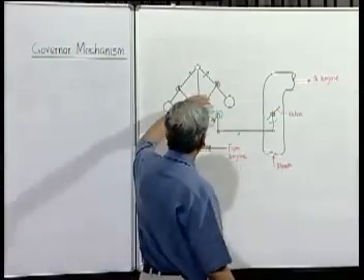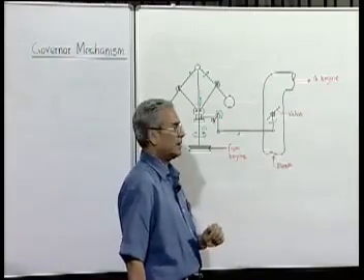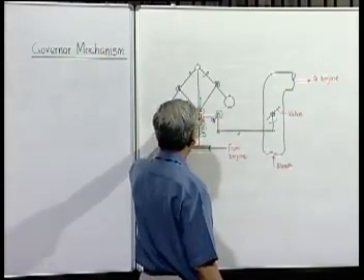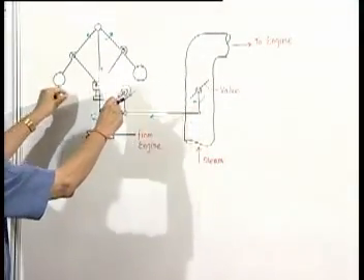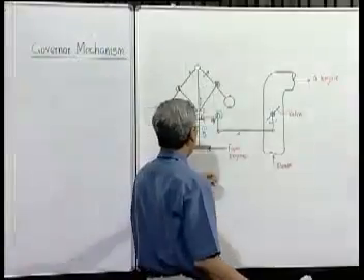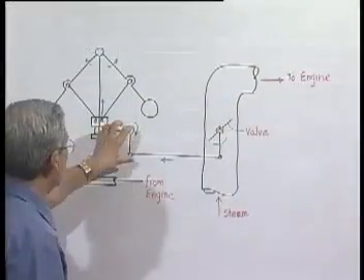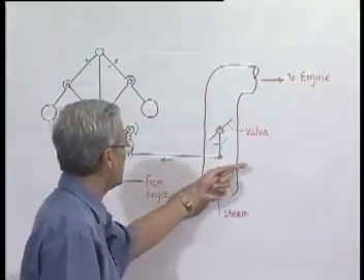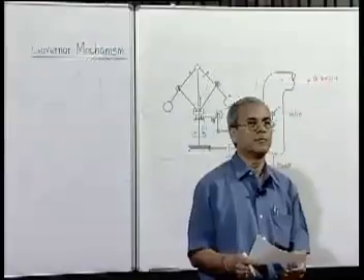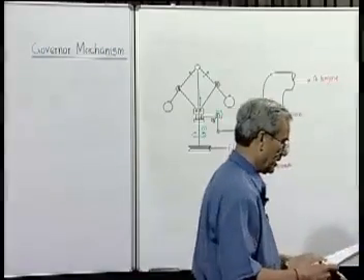Suppose the speed is below the design speed, then what will happen? Then this will fall below. If it falls below, because the centrifugal force will be less now, because the speed of rotation will be less than design, then obviously it will rotate in this direction, pushing the rod in this direction and opening the valve, so that more steam or more input energy is available.